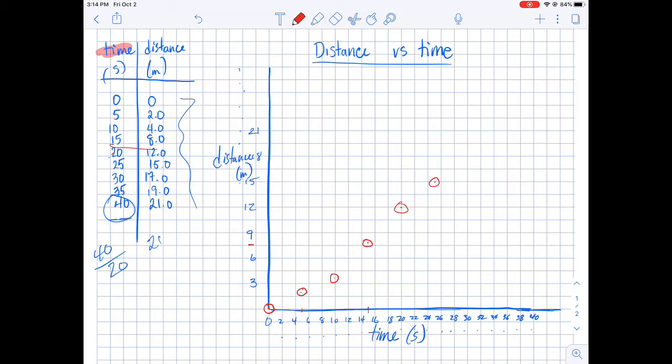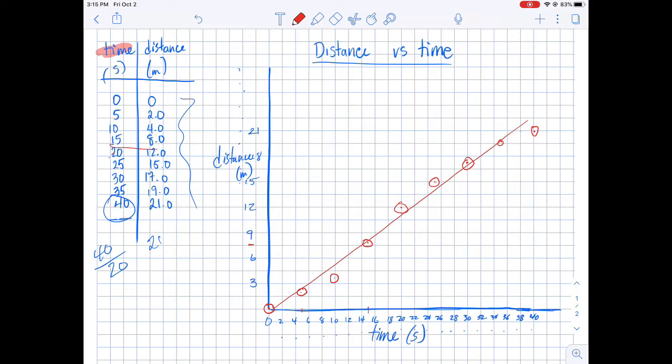At 30 seconds, I'm going to 17, and 17 is about here or so. Then at 35 seconds, we get 19, which is a little bit further along, about here. And at 40 seconds, we get our 21, and 21 happens to be another nice line here. So here we go.